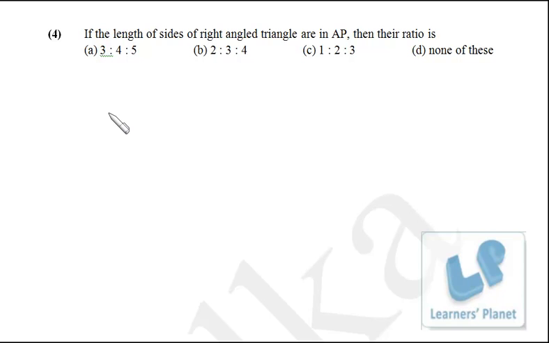The length of the sides of a right angle triangle are in AP, then the ratio is simple. 3, 4, 5 we have just done one problem. 3, 4, 5 will always be true. Okay.